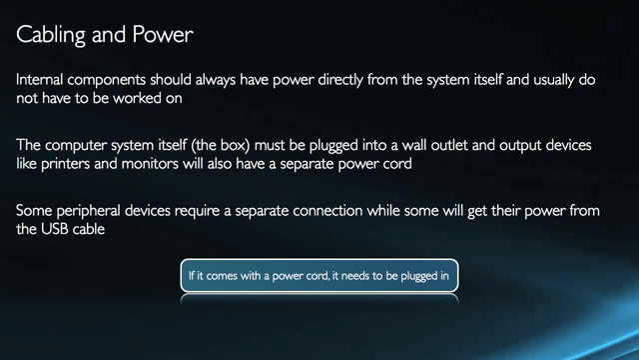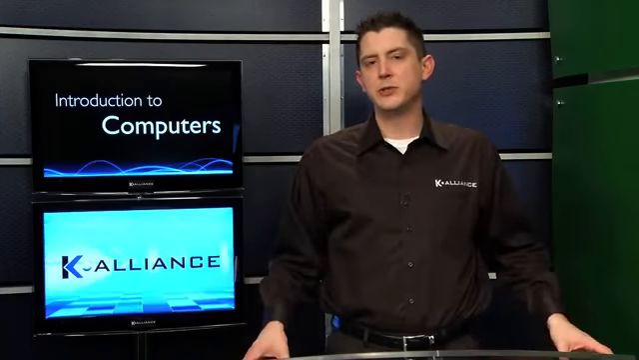The computer system itself, the box, needs to be plugged into the wall, and then output devices like printers and monitors will have a separate power cord. As we said, some devices can get their power through the USB connection, and then we see our rule of thumb: if it has a power cord, it needs to be plugged in. So just keep this in mind. Again, unless you are building a computer yourself, you're not going to have to mess with the power connections on the internal components. They're going to be plugged in. So unless you've opened it up and made some change, this should not be a problem.